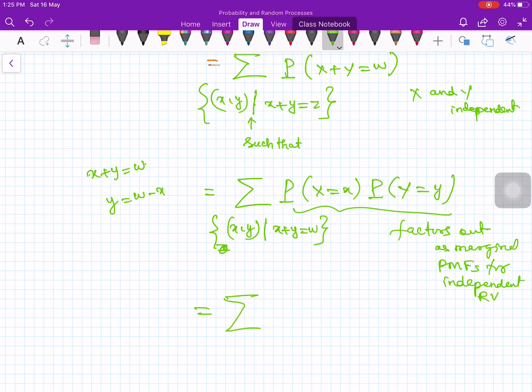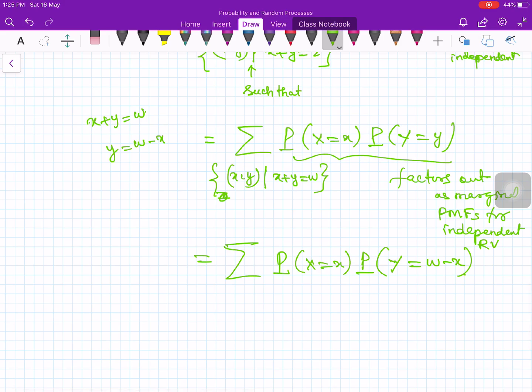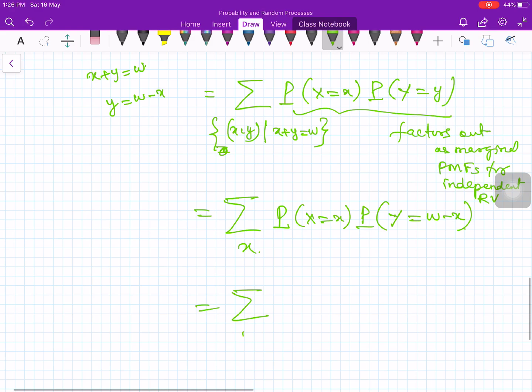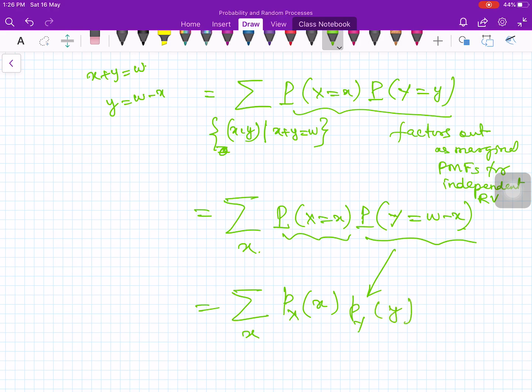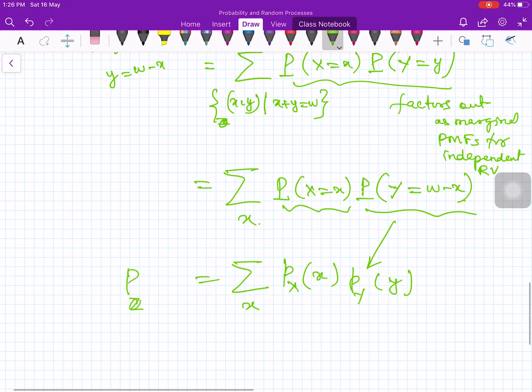Therefore the summation of P of X equal to x times P of Y equal to w minus x, since y is w minus x. Here y is replaced by w minus x. Therefore let me put the variable only x. So I am writing the summation only in terms of x. Y is eliminated here. Therefore this is going to be a summation over x. This is the probability mass function p_X of x, and this is replaced by the probability mass function p_Y of y. And this is p_W of small w.